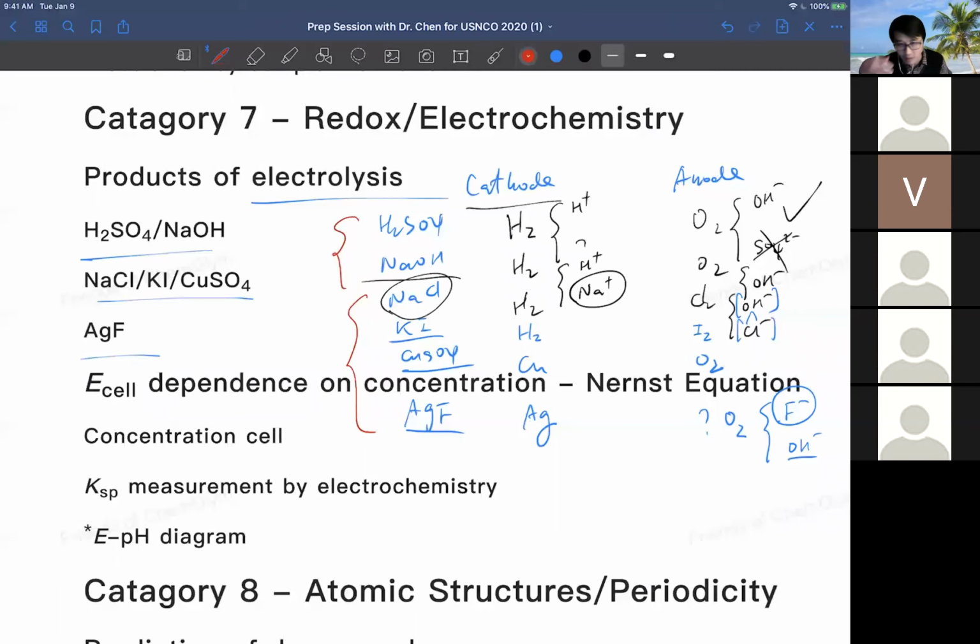Can you try to think about one example like this? I think it's not hard to find one. Let's say copper chloride. Oh yeah, like molten sodium chloride. So you got copper here, you got chlorine gas here, you got sodium here, you got chlorine gas here.